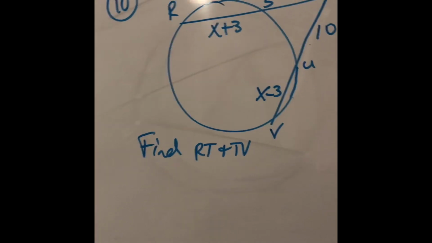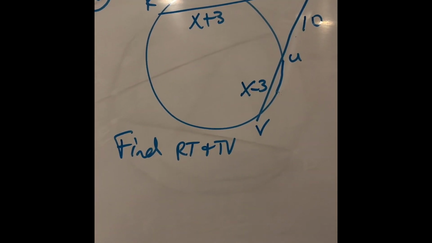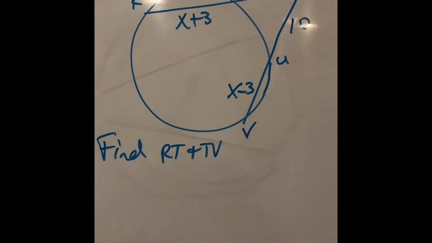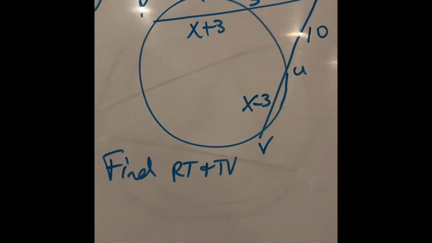Now, number 10. We have two secants. So we're going to take the outside parts times the whole thing. Now, I'm going to warn you, this is where people usually make a big mistake here.